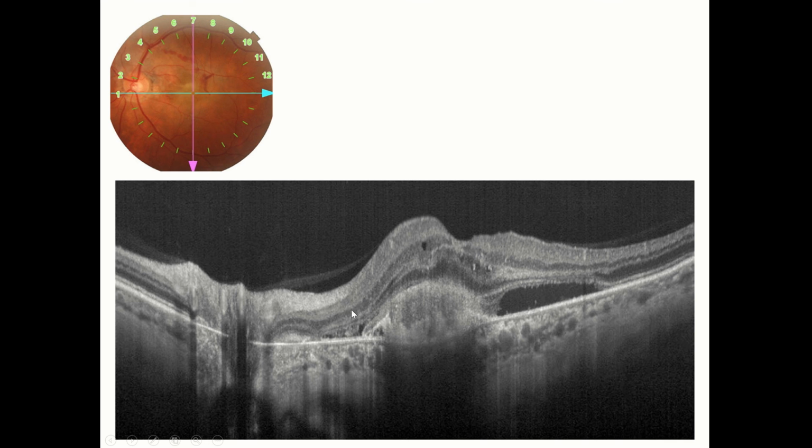This is the inner nuclear layer. You see this is the foveal cut over here. This is getting disturbed as well in the center. So this patient probably will improve but does not have a very bright outcome.